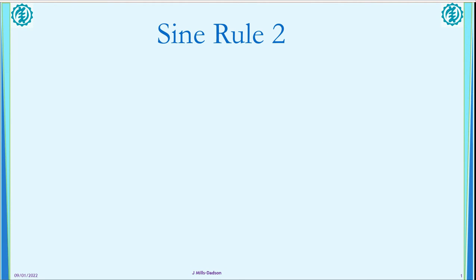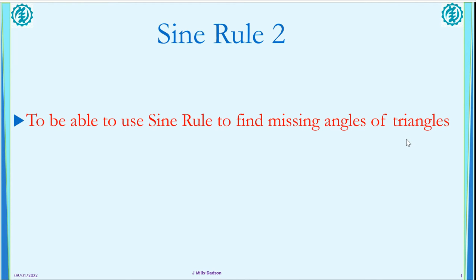This is lesson 2 on Sine Rule. Here we'll be talking about using Sine Rule to work out missing sides of triangles. And as usual, we go through exam style questions. If you haven't watched Sine Rule 1 on missing side, I recommend you go back to watch that before looking at Sine Rule 2, focusing on missing angles.